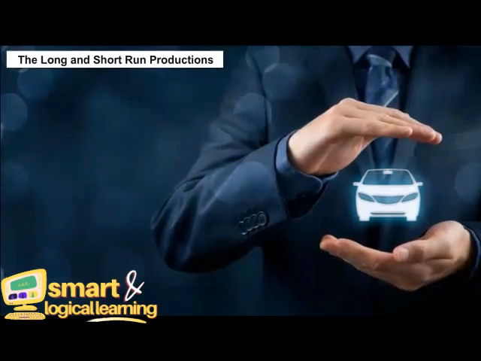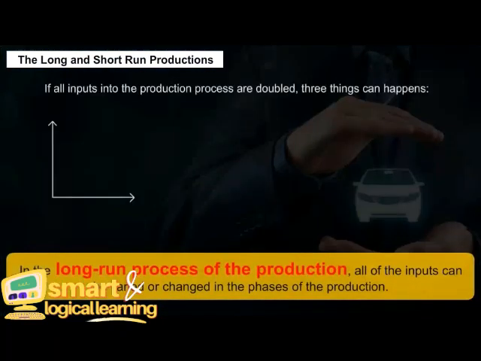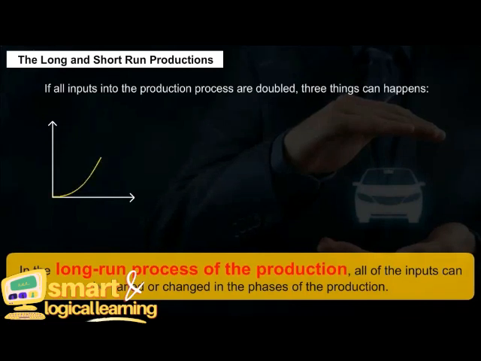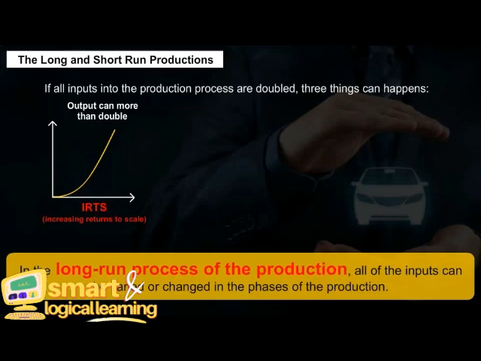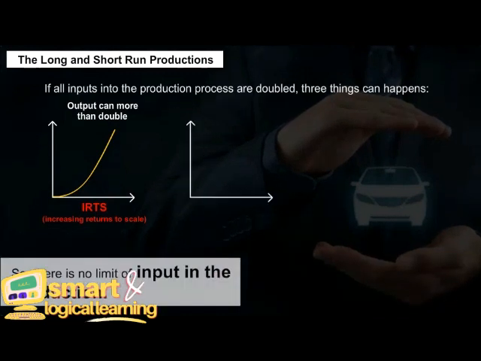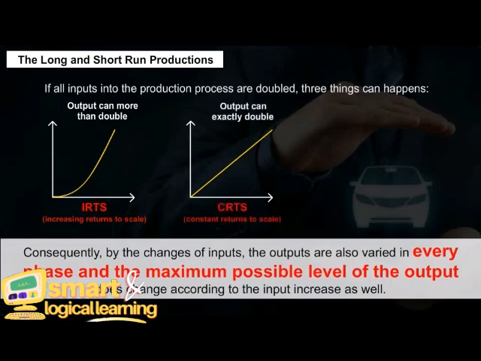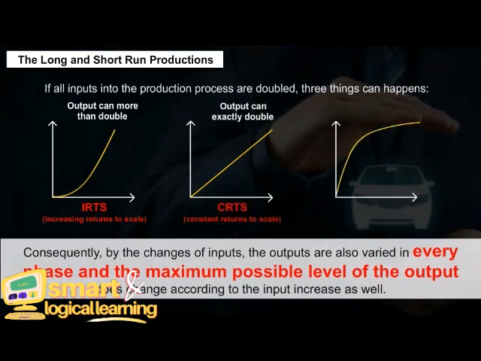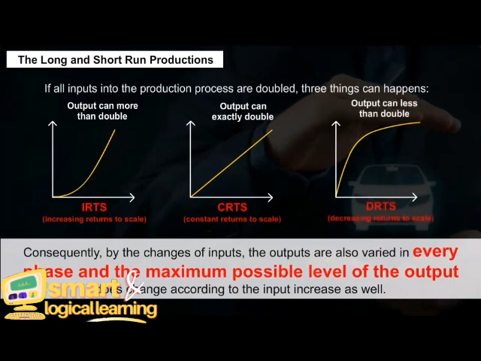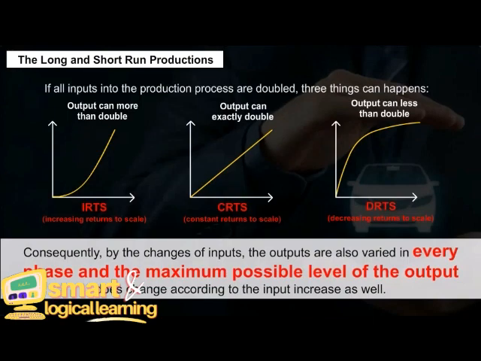The long and short run productions. In the long run process of the production, all of the inputs can be varied or changed in the phases of the production. So there is no limit of input in the production. Consequently, by the changes of inputs, the outputs are also varied in every phase, and the maximum possible level of the output does change according to the input increase as well.